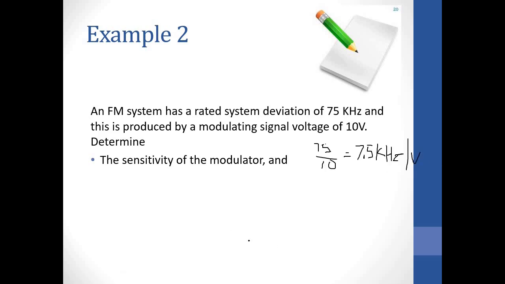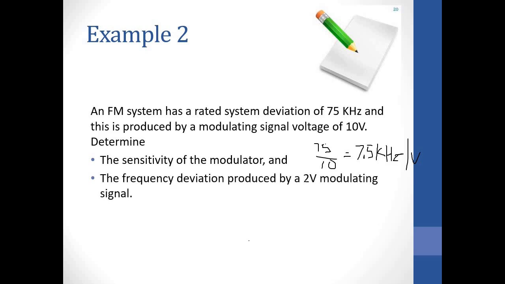And then the next: the frequency deviation produced by 2 volts. First of all, you can calculate your K. So K is equal to 2 over 10, to give us 0.2. Then the frequency deviation is therefore 0.2 times 75, to give us 15 kilohertz. That will be the deviation caused by 2 volts.